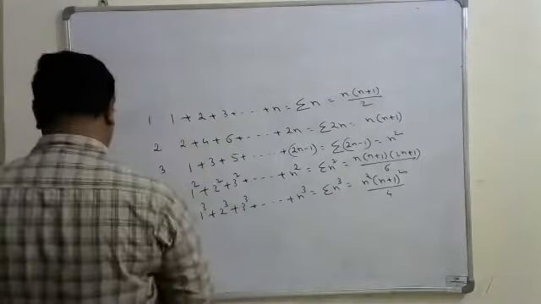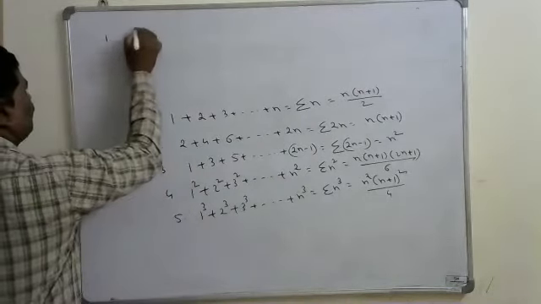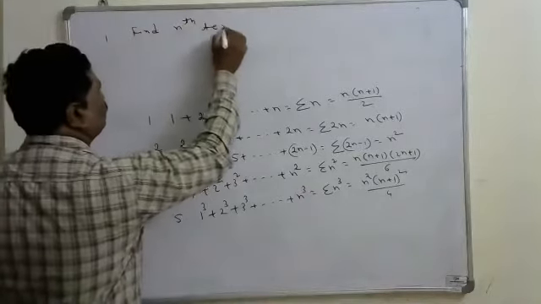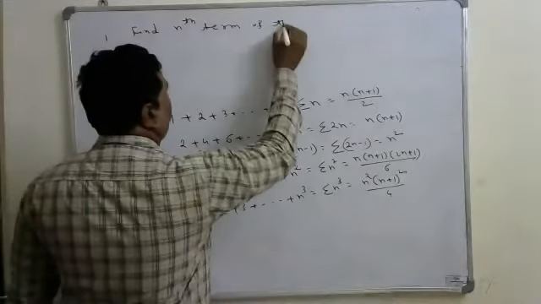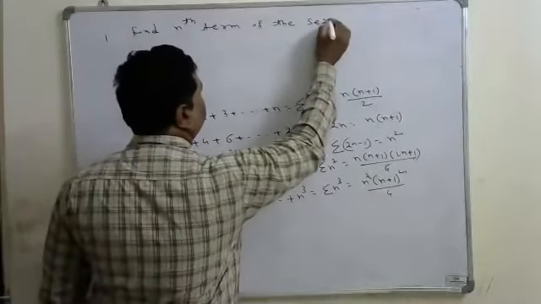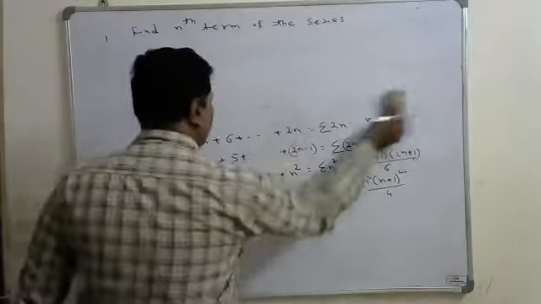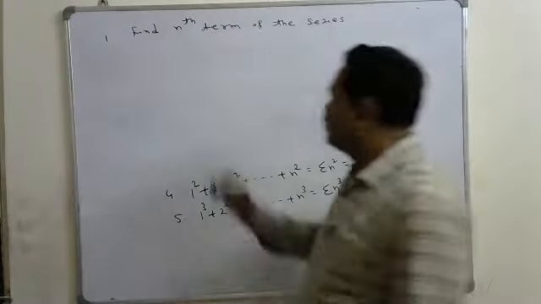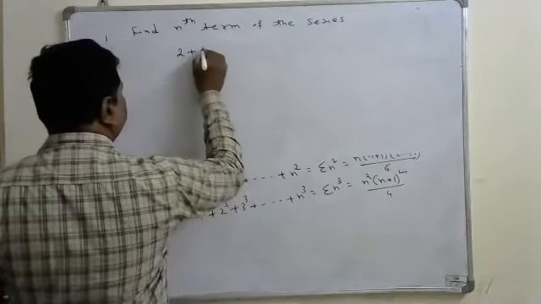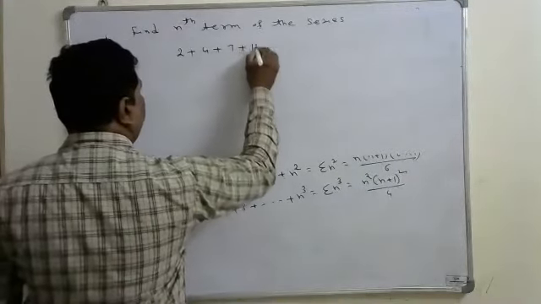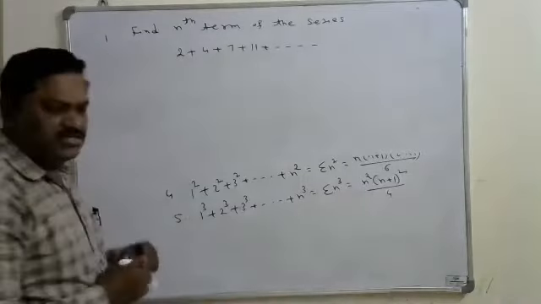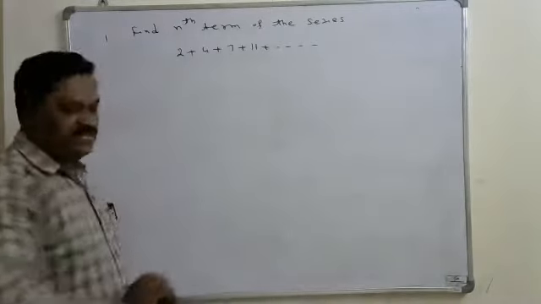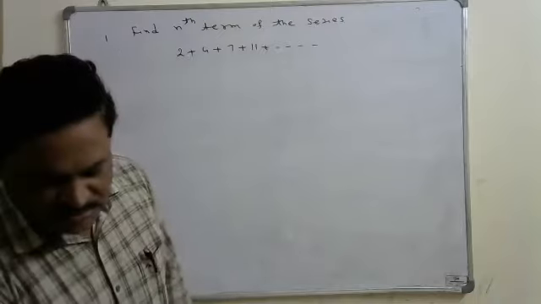Look at the first problem. Find the nth term of the series. So observe that the series is 2 plus 4 plus 7 plus 11 plus, and so on. So this is the given series, and we have to find the nth term of the series.